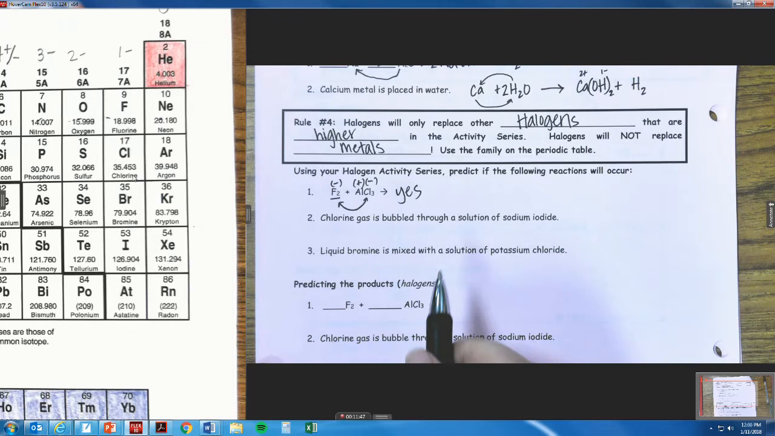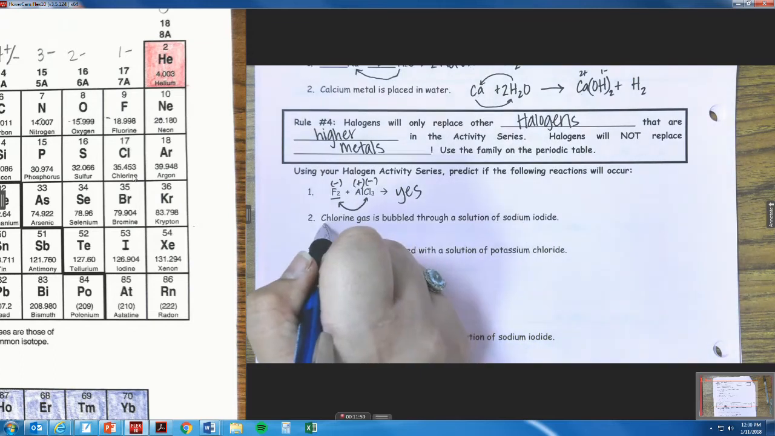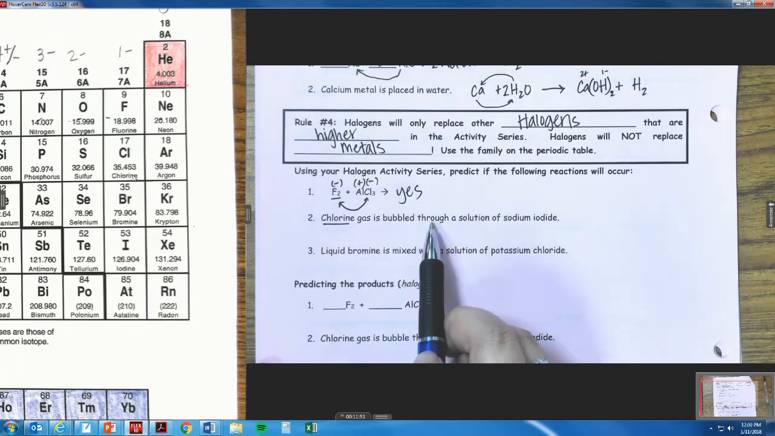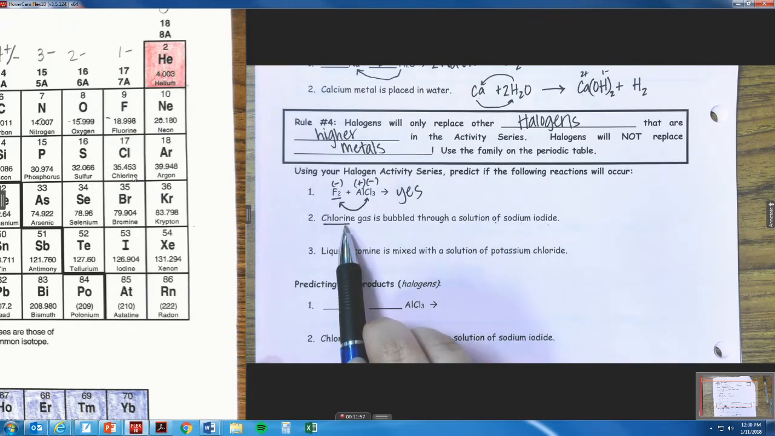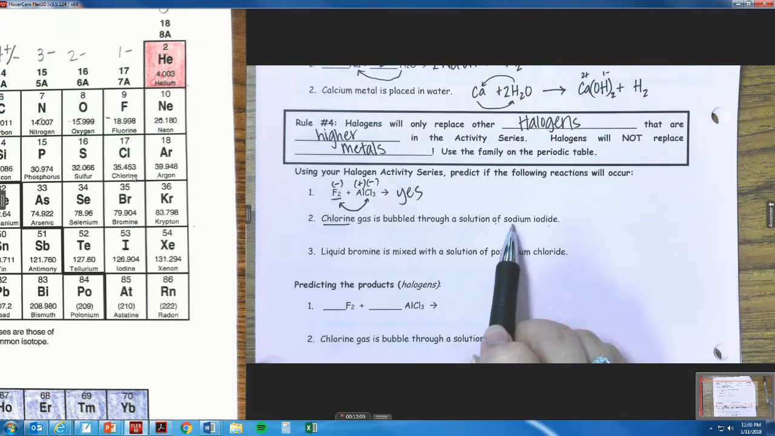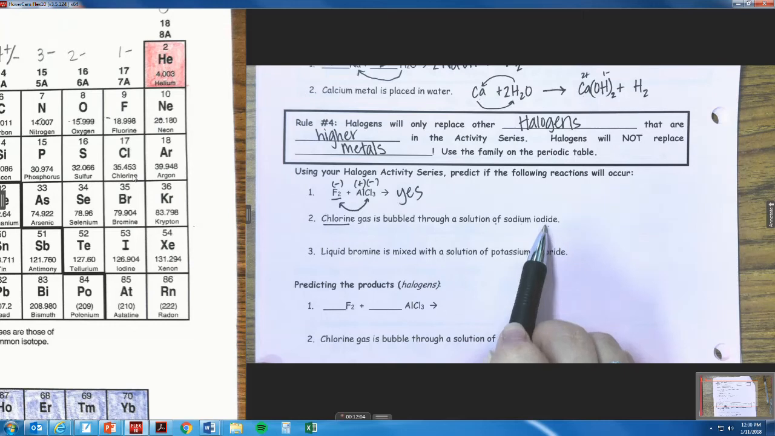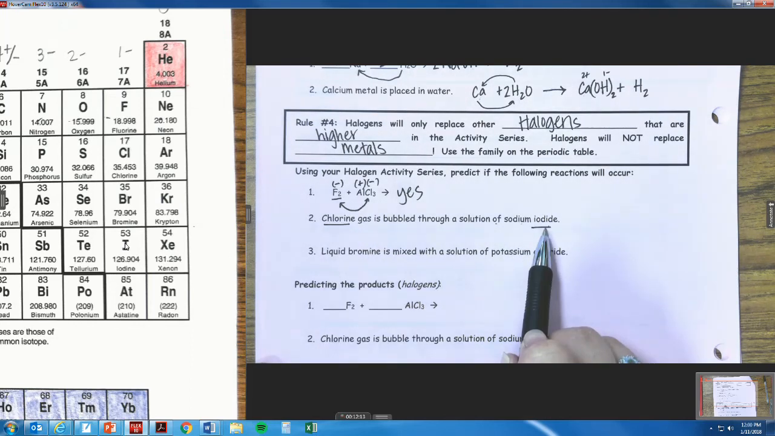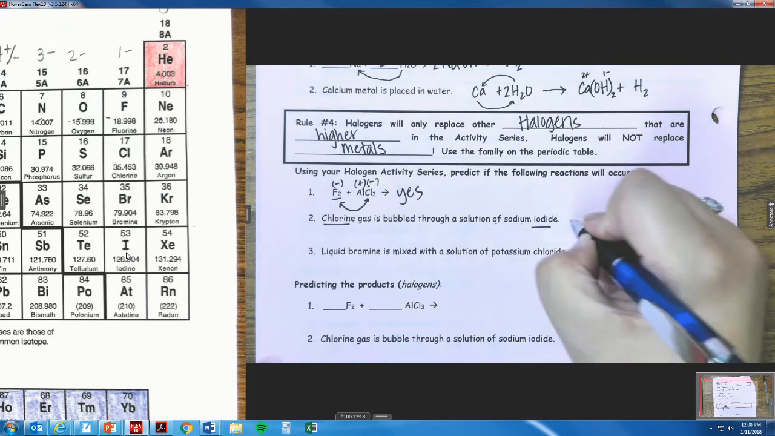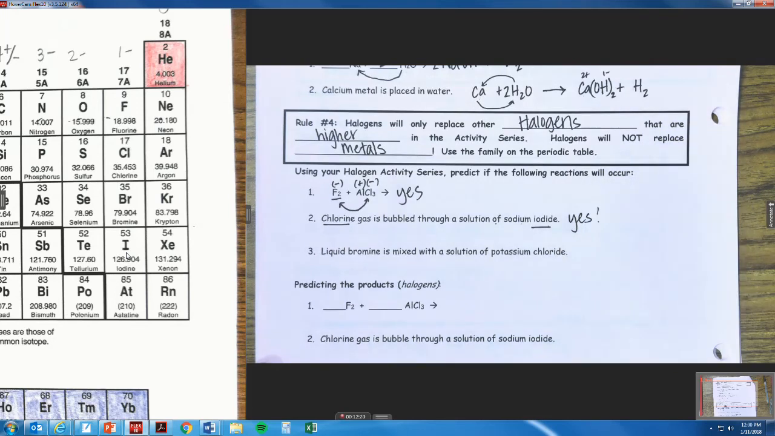Okay, the next one, we have chlorine gas, so that's all by itself, is bubbled through a solution of sodium iodide. So chlorine, that's a halogen. So which one of these is also a halogen? Okay, it's going to be iodide. Iodide is right here on our periodic table. Okay, so is chlorine higher than iodide? Okay, chlorine is in fact higher than iodide. So yes, a reaction is going to take place.